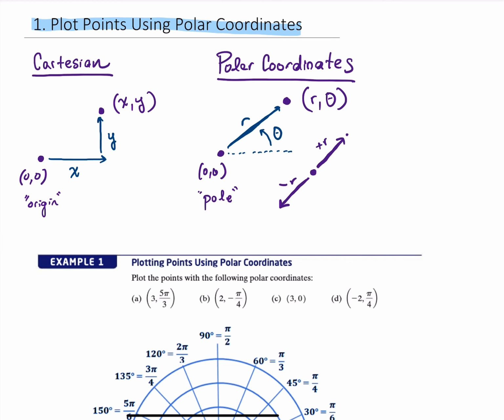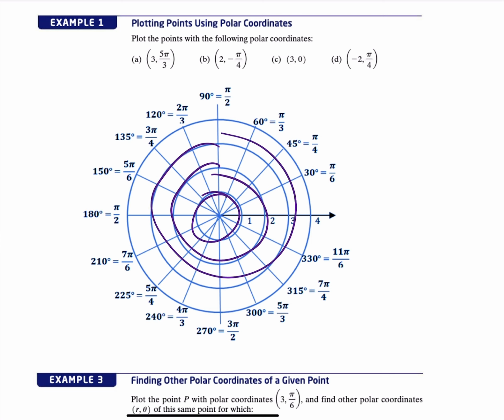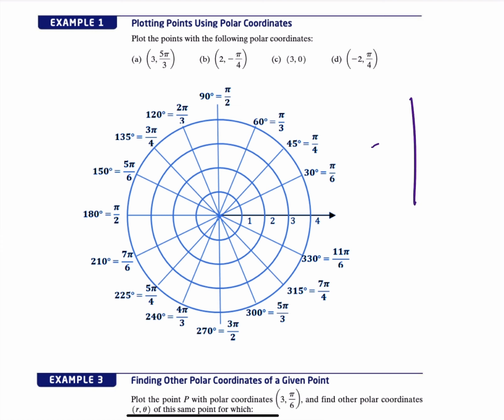So let's practice plotting some points. This is a typical polar kind of graph paper. We can see a series of rings, a series of circles, which each indicate a radius of 1, radius of 2, radius of 3, radius of 4. And we can of course have points in between there, but it's just like our XY grid system where we have 1, 2, 3, 4, but we could have any points in between.